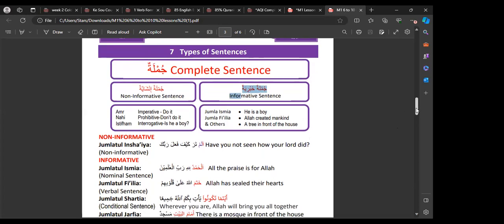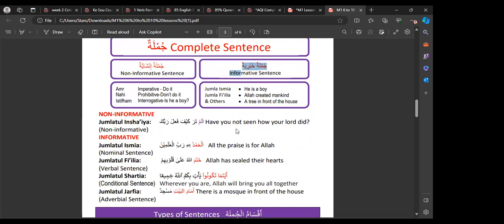Okay, some more details about them and some more examples. So jumlat al-insha'iyya, ألم ترى كيف فعل ربك بأصحاب الفيل. Have you not seen how your Lord did? ألم ترى كيف فعل ربك. This is a question. So there's no information provided in this sentence.